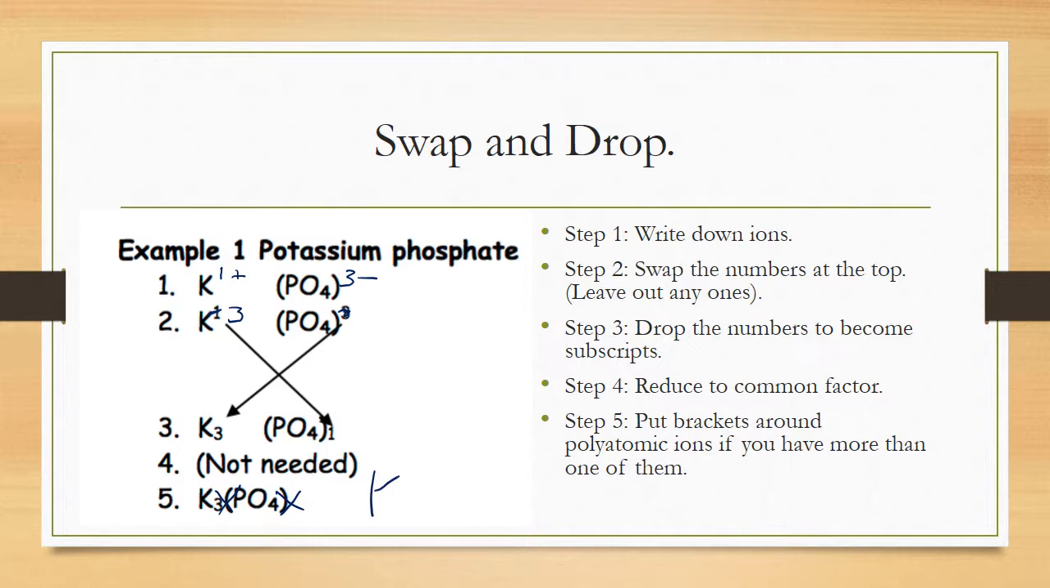So the actual formula of potassium phosphate is K3PO3. You don't need the brackets because you've only got one of the phosphates. And we're going to practice that again more in class.